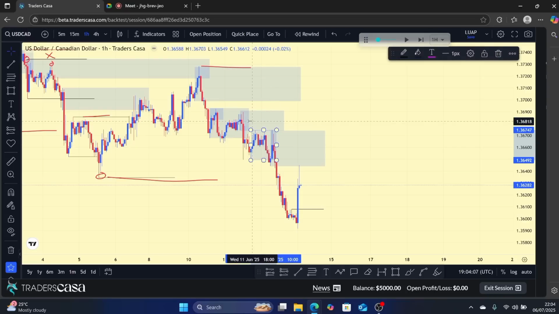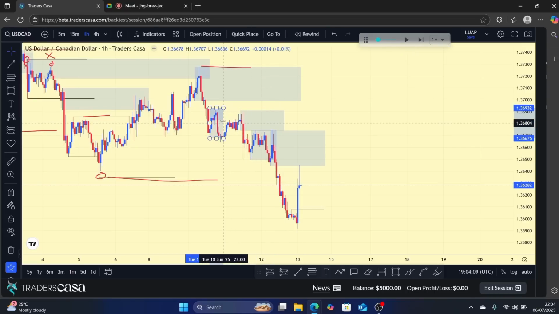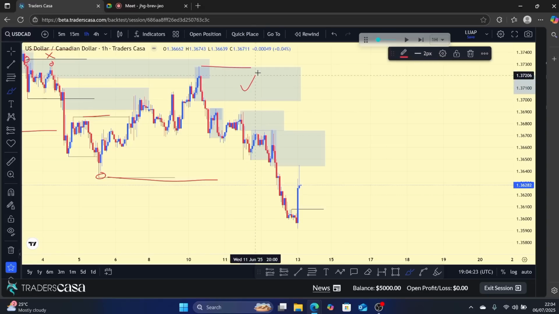So this here is mitigated, and this one here was mitigated exactly here. You can see this valid pullback, that's where it was mitigated. This one here was mitigated by this move, and this one here was mitigated right there. So you can see the ones that are unmitigated is this one, and this one. And down here I don't see any other, I don't see any valid one.